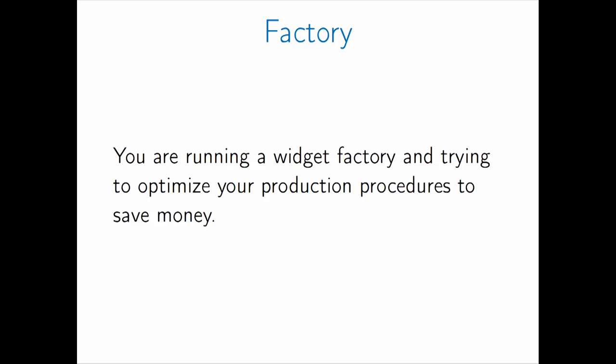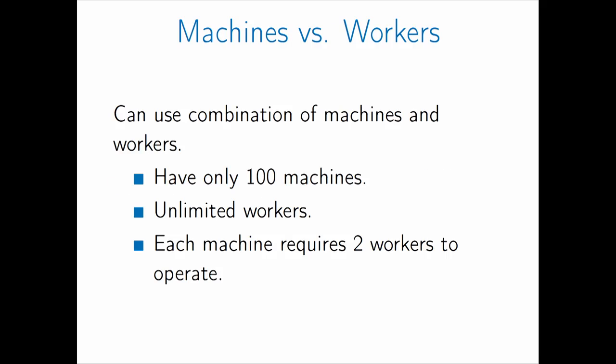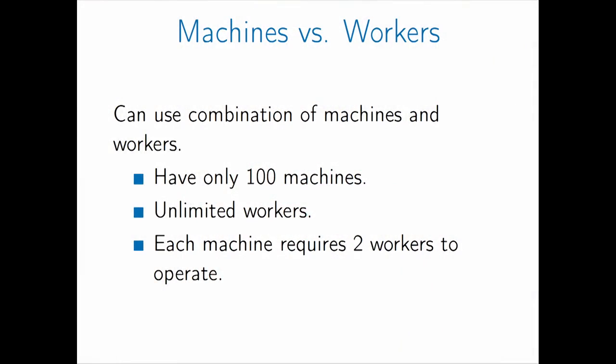So imagine that you're running a widget factory and you'd like to optimize your production procedures in order to save money. Now, these widgets, you can make them using some combination of machines and workers. Now, you have only 100 machines in stock, so you can't use more than that. But you can hire an unlimited number of workers. However, each machine that you're trying to use requires 2 workers in order to operate it. Additional workers can be building things on their own, but machines that you're using require 2 workers on them.